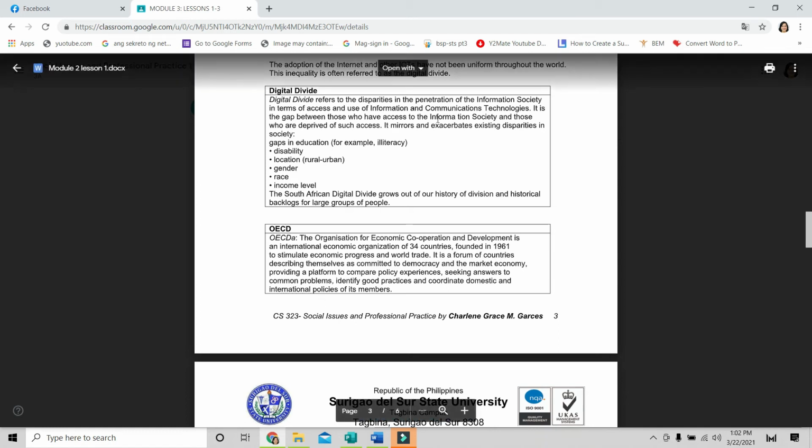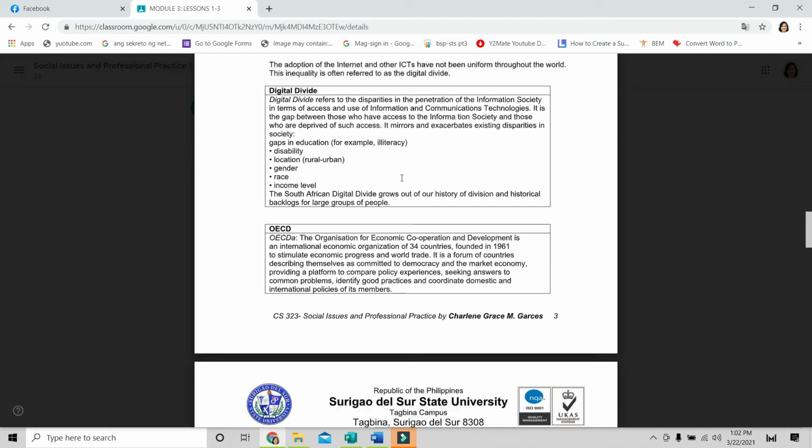So it also says that they are deprived, in the gap between those who have access to the information society and those who are deprived of such access. We have a gap in education because there is a big disparity. Location is one of the major reasons for the digital divide, the rural and the urban. When you say rural, here, this is actually rural. Tagbina, Barugo, that's rural. When you say urbanized, those are the cities. So of course, the priority when it comes to access to digitization, may it be internet or facilities, is the urbanized area.